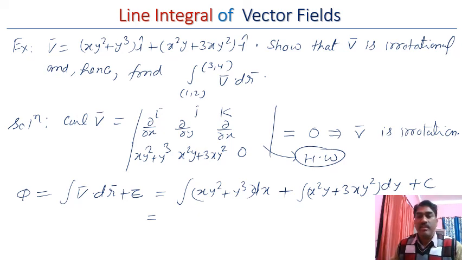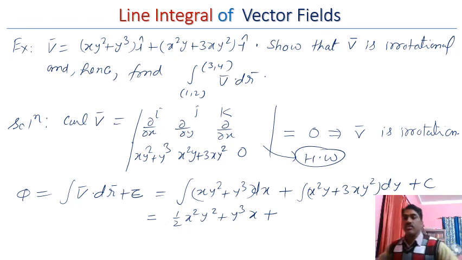And we had discussed in the previous lecture on vector differentiation that when curl V is 0, we integrate with a special technique, means integrate the first integral taking y as constant, so we will get 1 by 2 x square y square plus y cube x. Now we integrate the second one with respect to y, but only those terms will be integrated which are free from x. So no term is free from x, so we just write c.